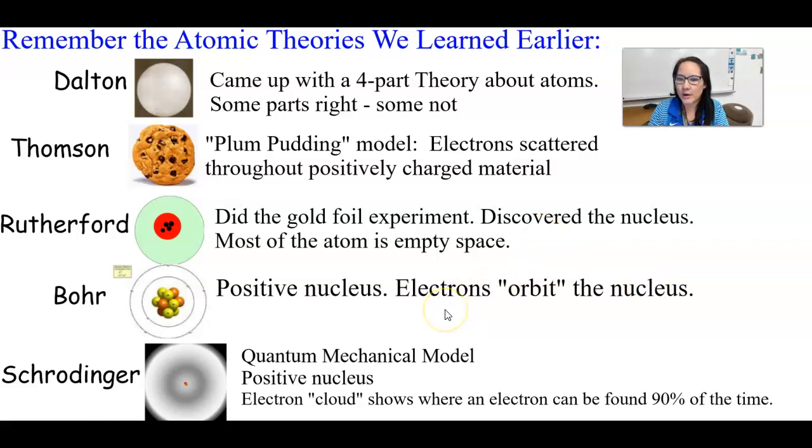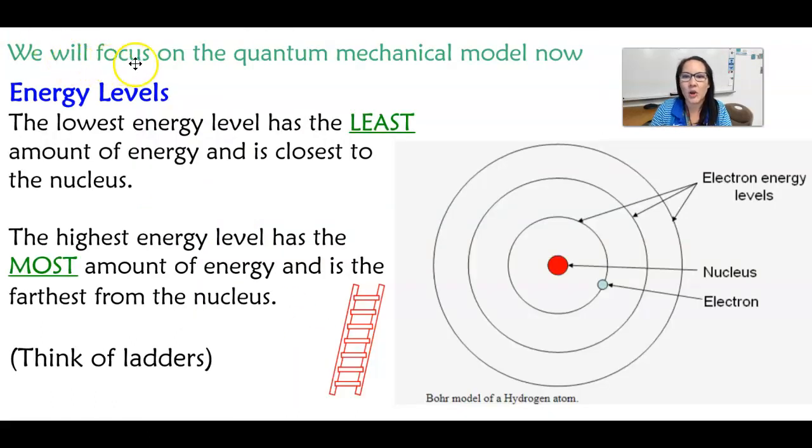Now, Bohr is the first one to come along and say where the electrons might be outside of the nucleus, and he says that they orbit the nucleus much like planets orbit around the sun. Then Schrödinger comes along with the quantum mechanical model, and there's a positive nucleus, and then the electrons are in a cloud, and his model shows the locations of highest probability where electrons can be found, like 90% of the time. So we're going to focus on the quantum mechanical model now.